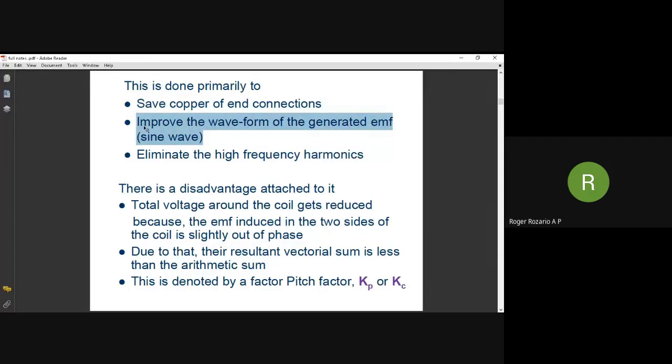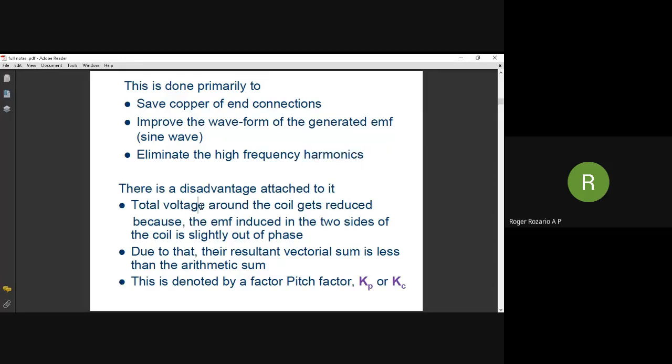So in order to get a pure sine wave, we are going to use fractional pitched windings instead of full pitched windings. And it will also eliminate the high frequency harmonics. We will discuss in the forthcoming classes what harmonics are, how the harmonics are induced and how we can avoid them. So one way to avoid harmonics is to use fractional pitched windings.